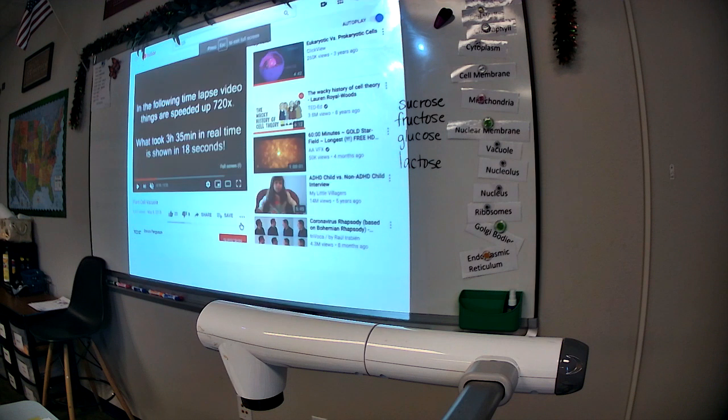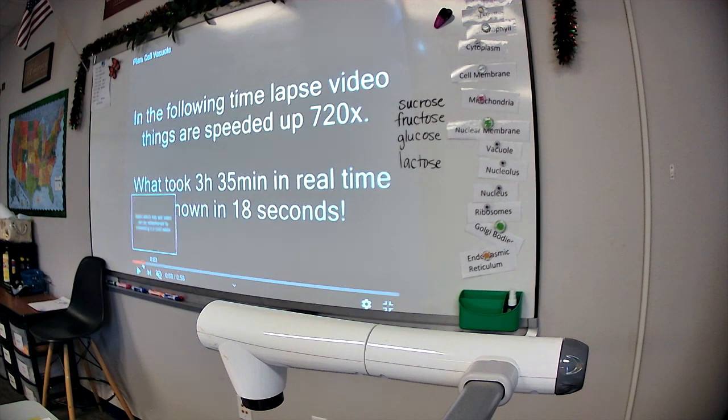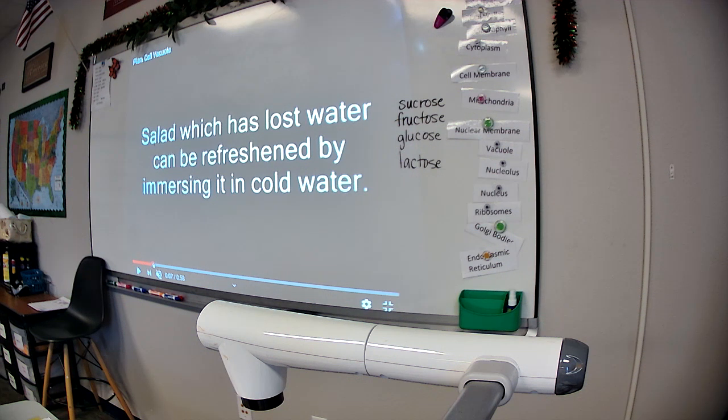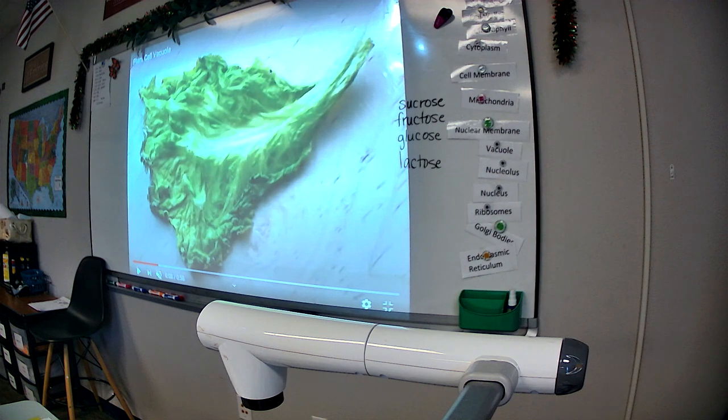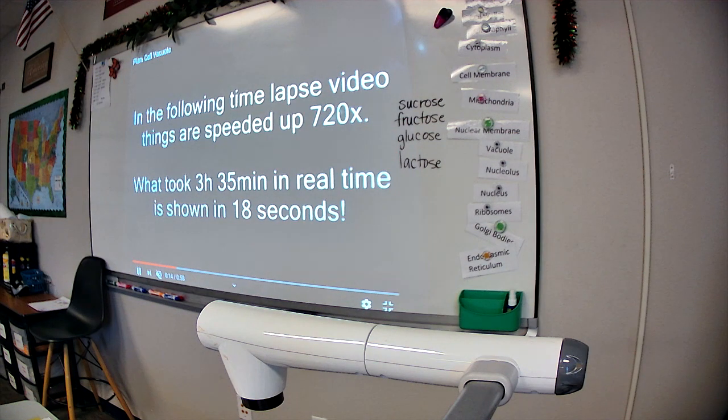Okay, so this video, I'll turn it back over, is showing you a leaf of lettuce that is kind of wilting. You can see the edges are kind of wrinkly. It's starting to get wilted on the sides. So those vacuoles have shrunk because there's no water in them. The following video is a time-lapse video. It's speeded up about 720 times. What took 3 hours and 35 minutes in real time is shown in 18 seconds. So it doesn't happen this fast. It's obviously fast-forwarded, but you'll see the effects.